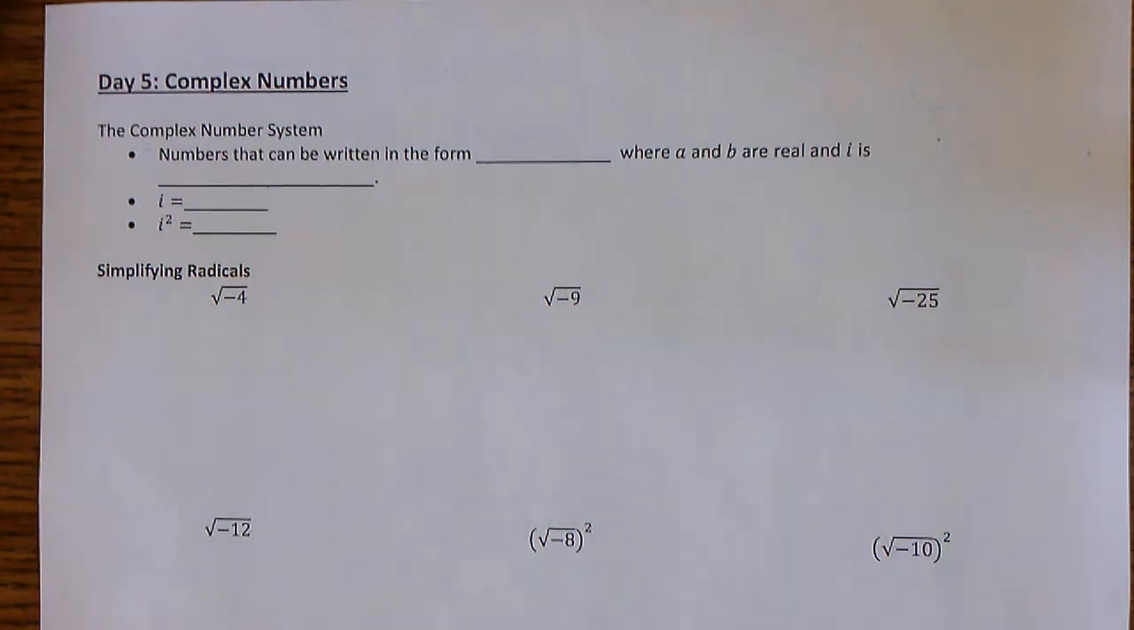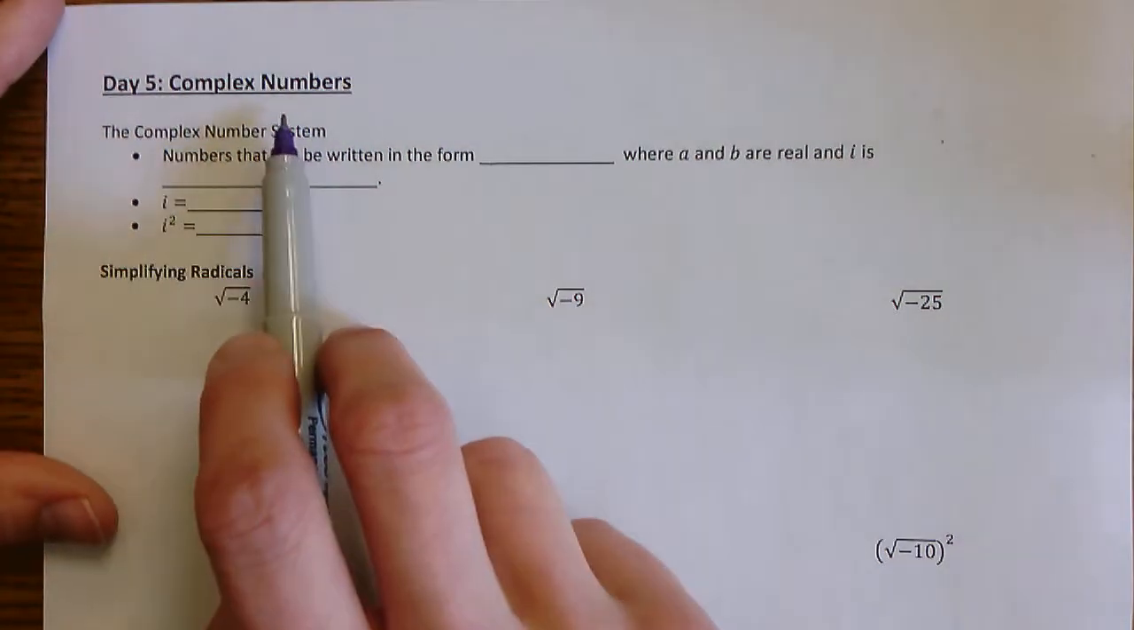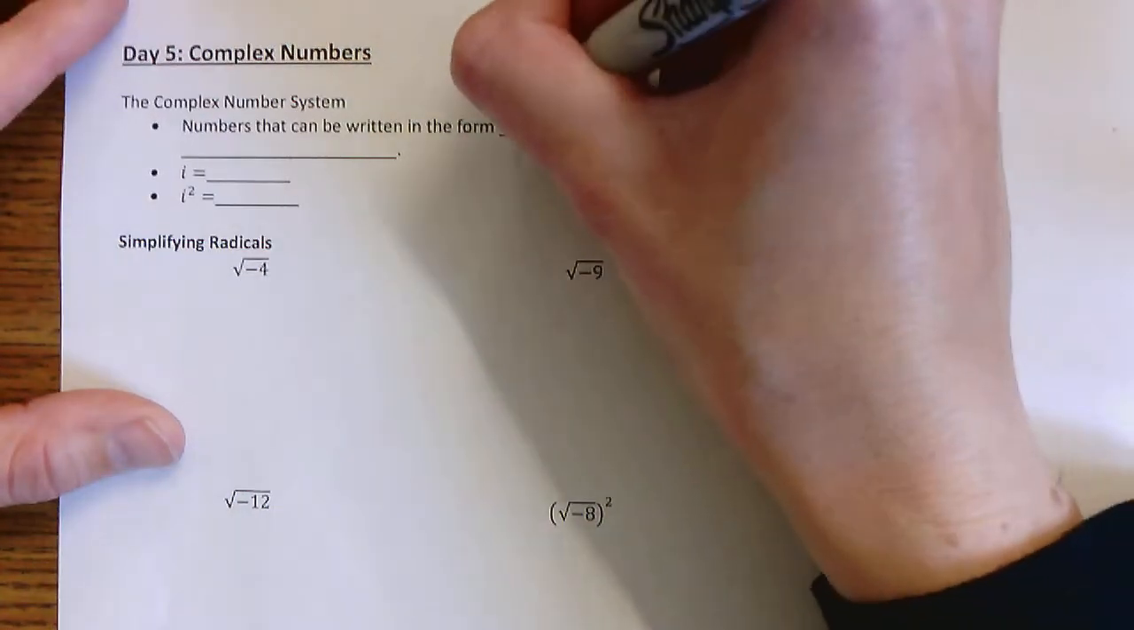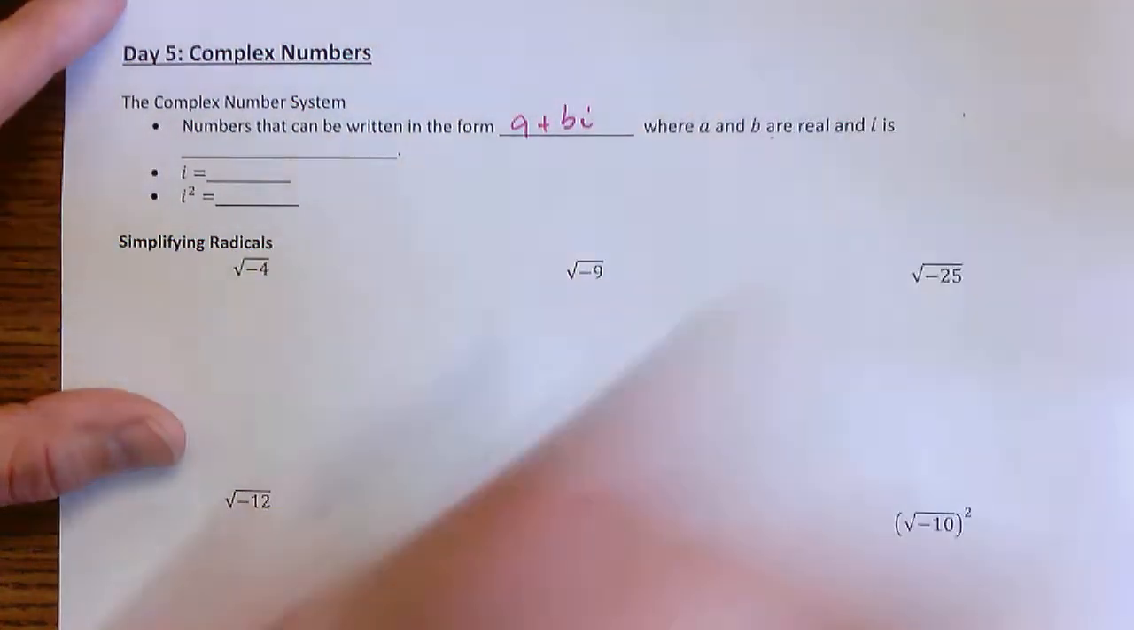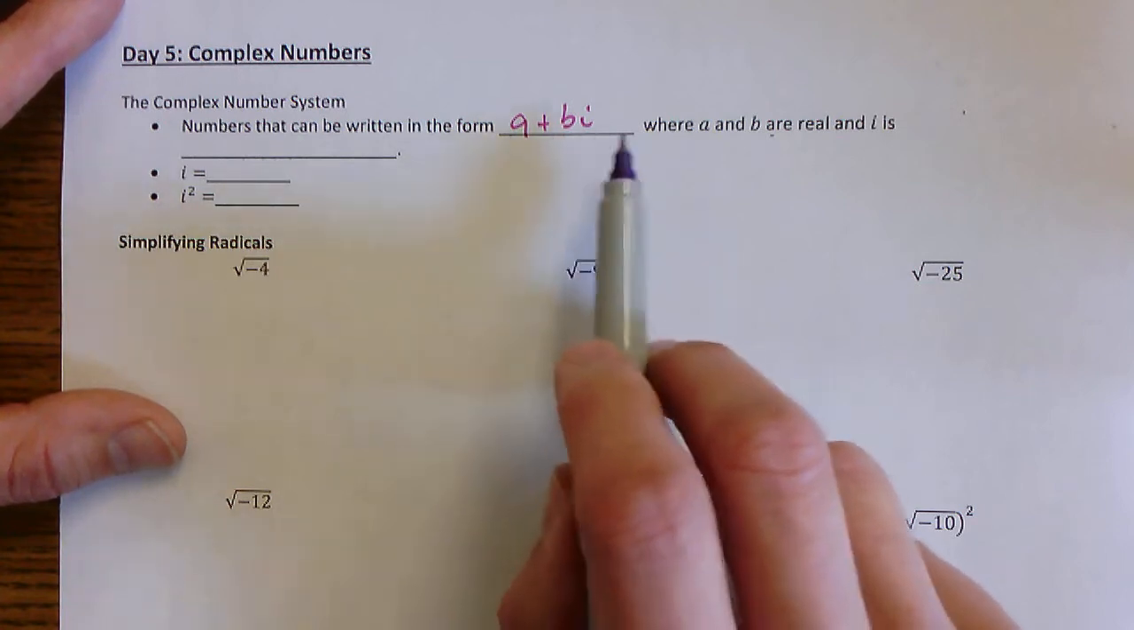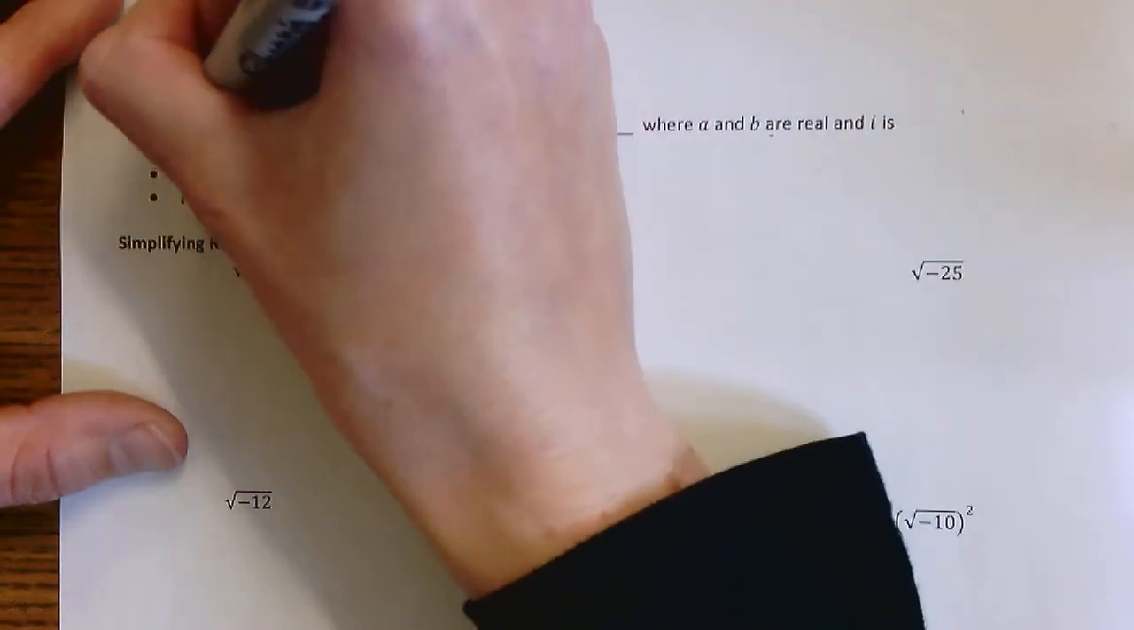We're just going to talk about the basics of complex numbers, the complex number system. Complex numbers are numbers that can be written in the form a plus bi, where a and b have to be regular old real numbers, and i is the imaginary unit.